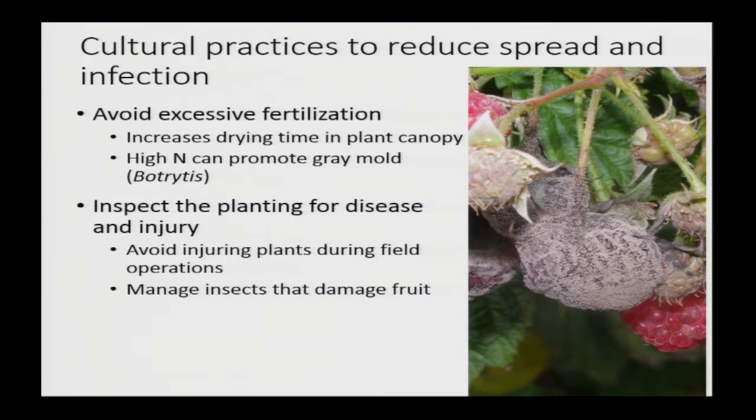Okay. So other cultural practices: if you over-fertilize, you can increase the susceptibility of the tissue to many of these fungi. This is very typical for Botrytis. So any Botrytis problems, in any crop, if you over-fertilize, you're going to increase the susceptibility of that tissue. So you just do tissue analyses to make sure that you're not over-applying your nitrogen.